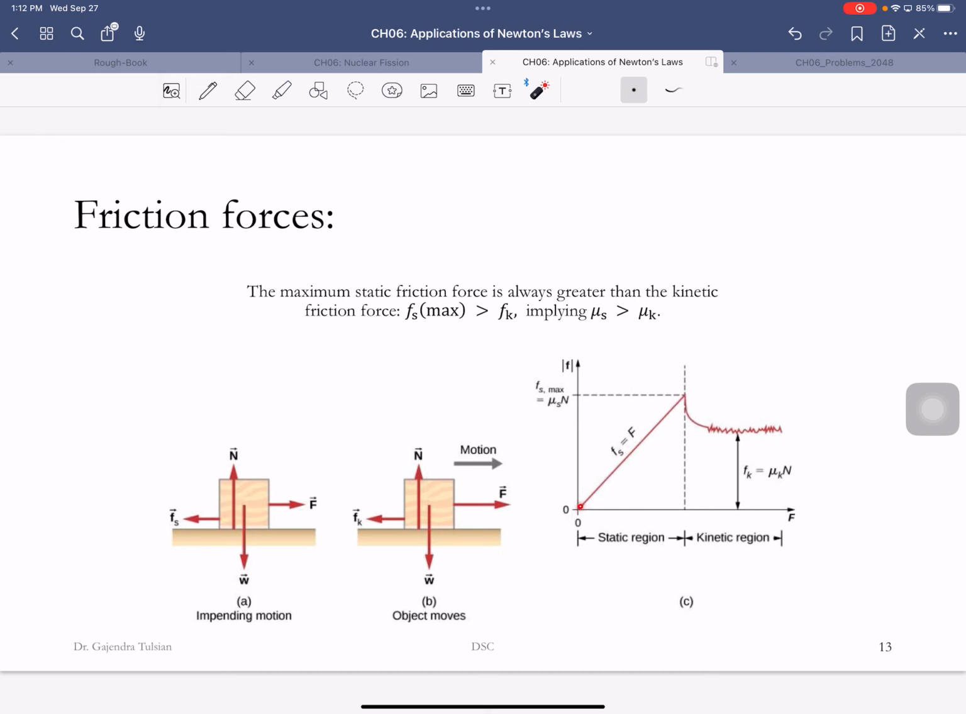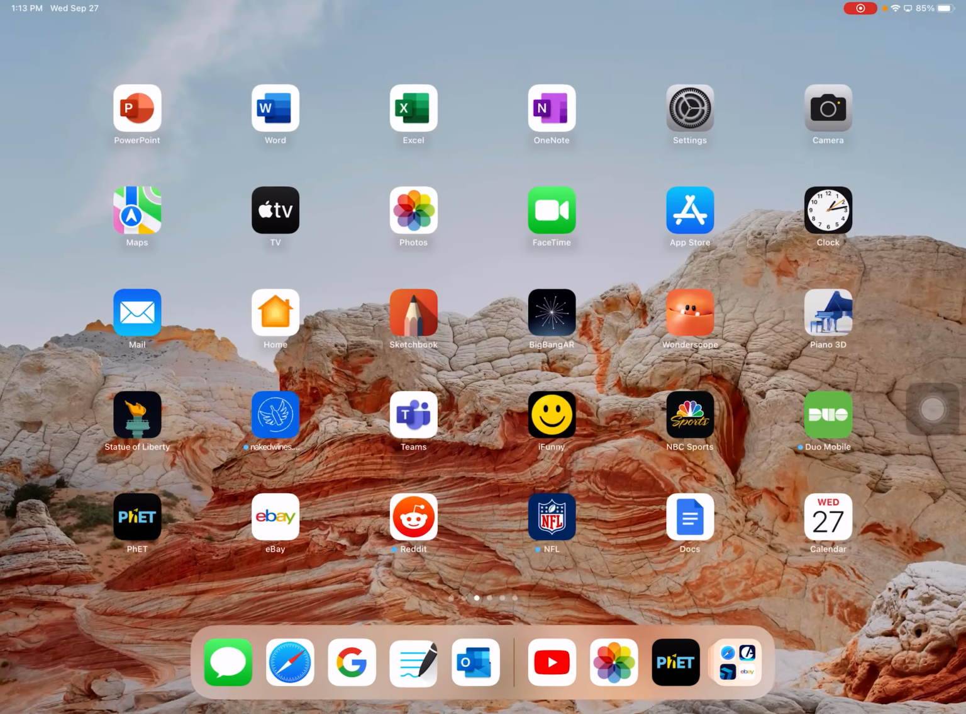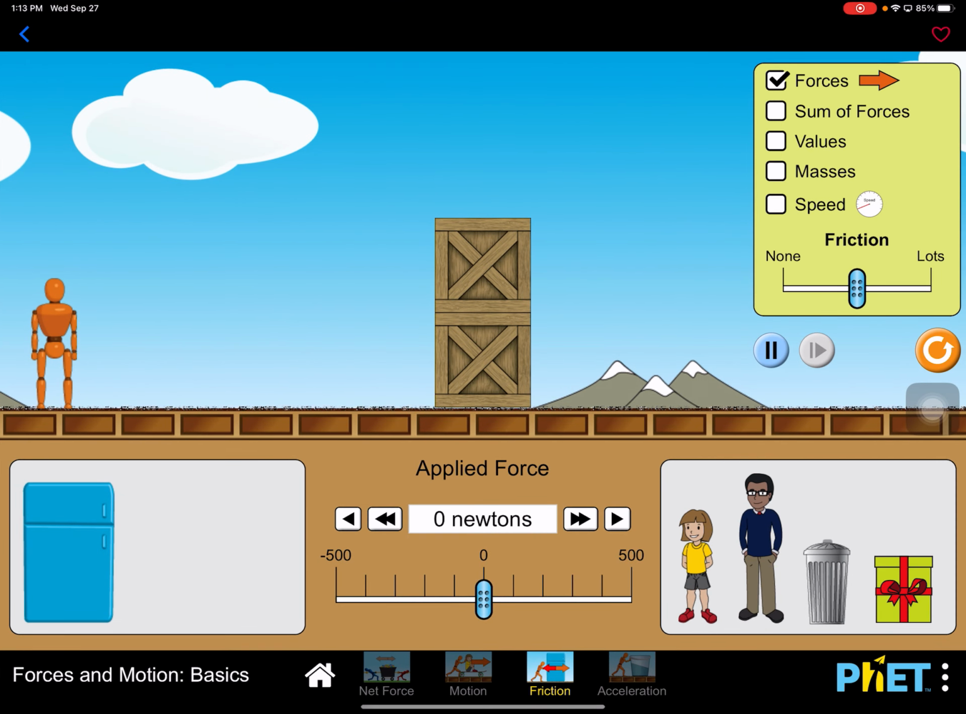Okay? And that's what this graph is telling you. So this is the force you apply. This is the static region. If you apply a force this big, the static friction force is equal to that, and the object doesn't move. When you apply this larger force, you've reached the maximum static friction force, and you'll just break loose. All right, so let me show you that. Show that to you on the app.